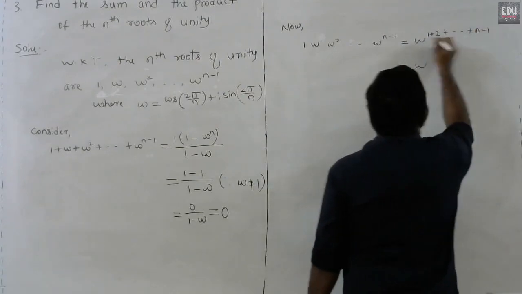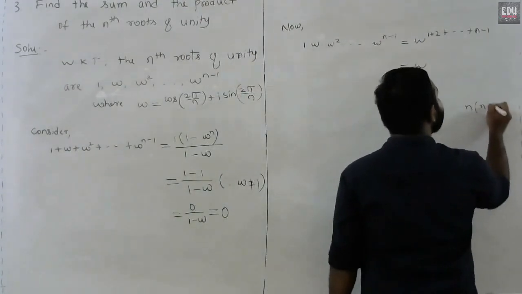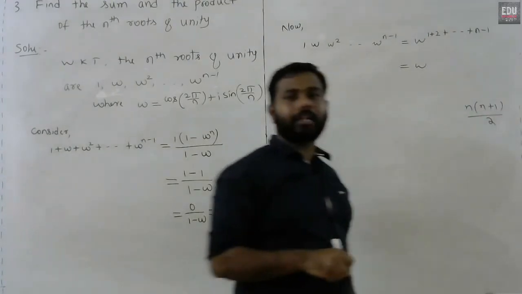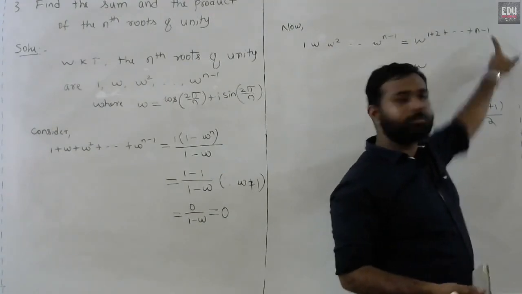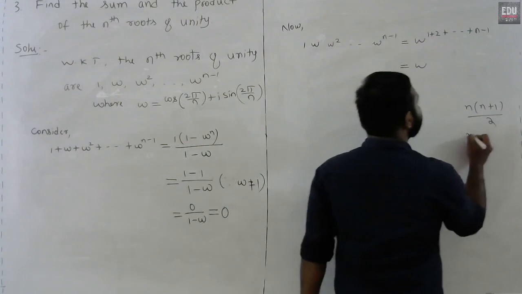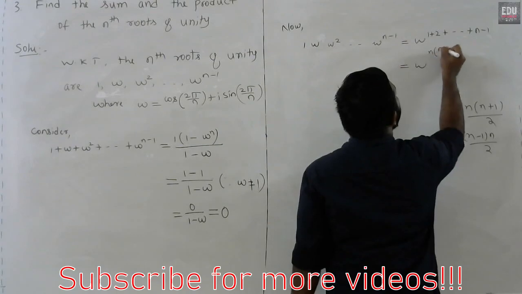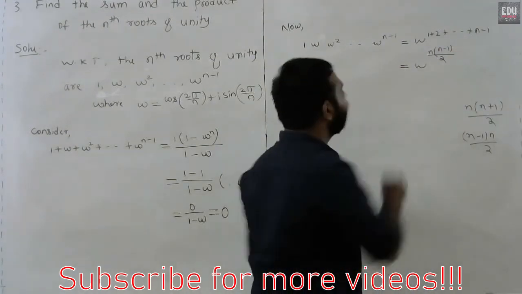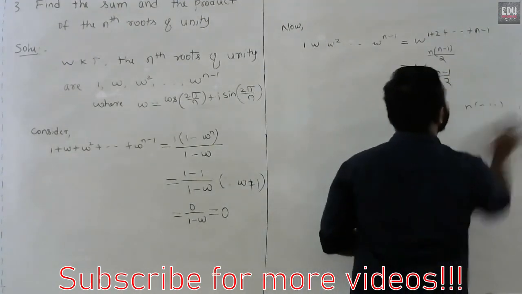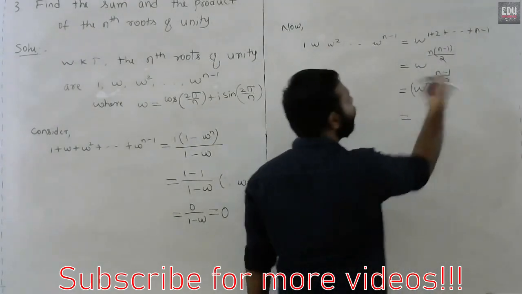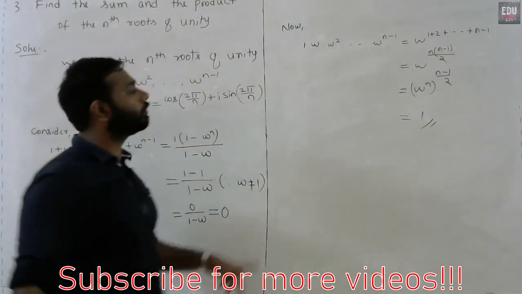So it is just the sum of first n minus 1 natural numbers. The sum of first n natural numbers is n into n plus 1 by 2. So sum of first n minus 1 natural numbers is, put n equal to n minus 1, so n minus 1 into n by 2. So it is omega power n into n minus 1 by 2. Or I can rewrite this as omega power n whole power n minus 1 by 2. So omega power n is 1, 1 power anything is 1 itself. So the value of the product of nth roots of unity is 1.